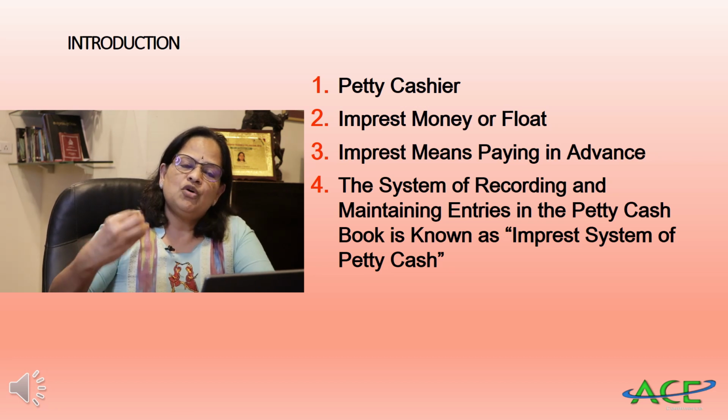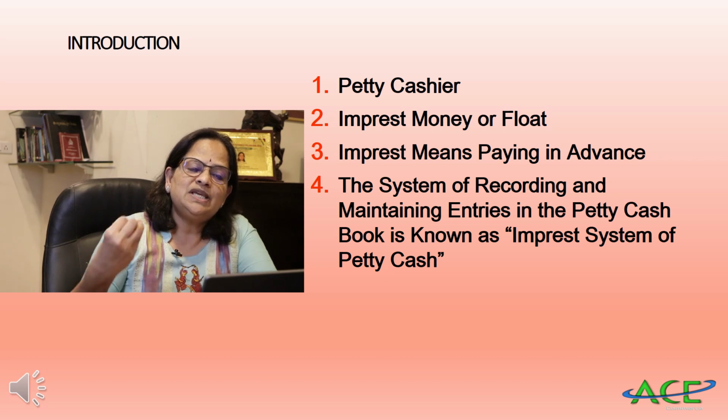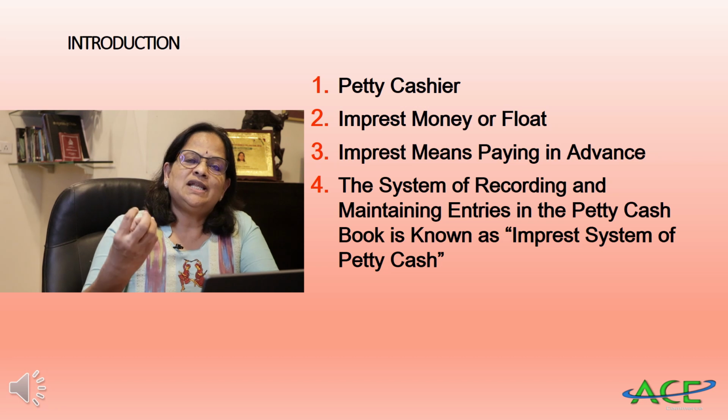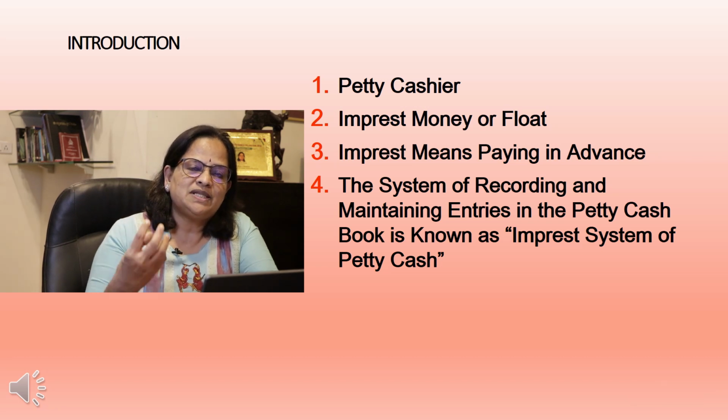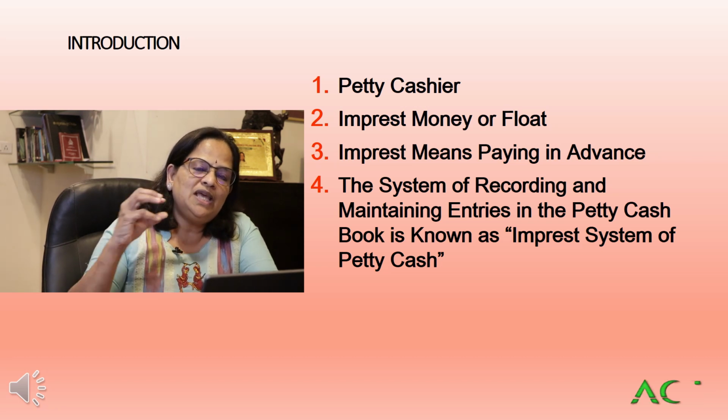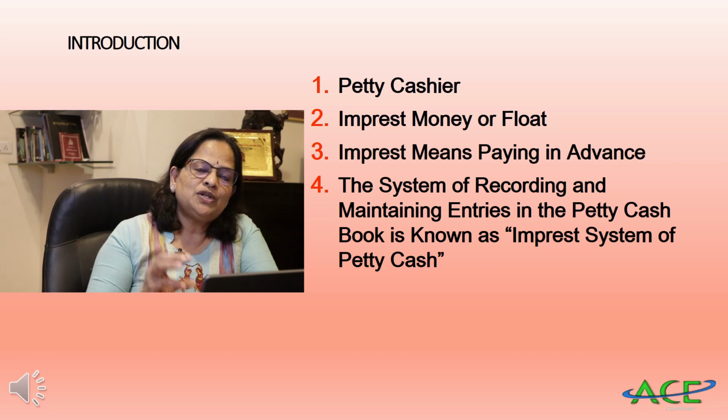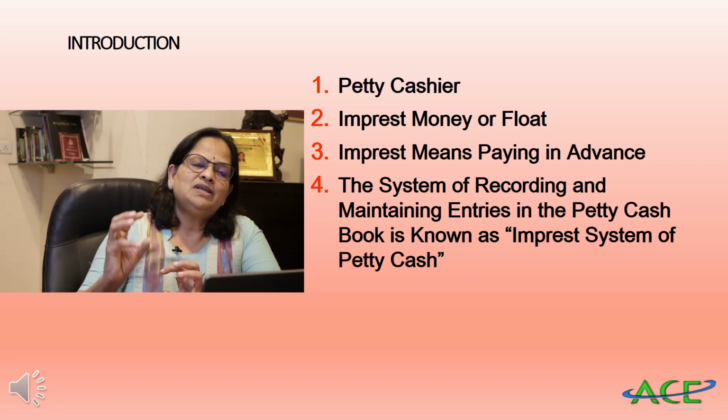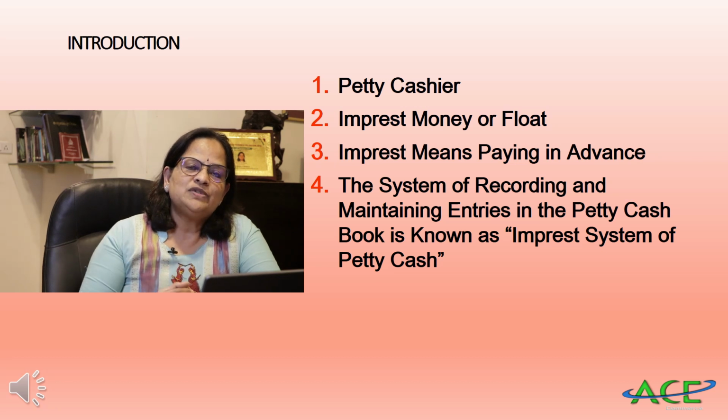So the system of maintaining petty cash book is known as imprest money or float. So what is imprest money? I told you, just like you are getting pocket money from your parents, 1000 rupees or 2000 rupees. They know what your requirements are. Based on that, they have a calculation, and that money you will get. If it's for 1 month, next month again the parents will give you.